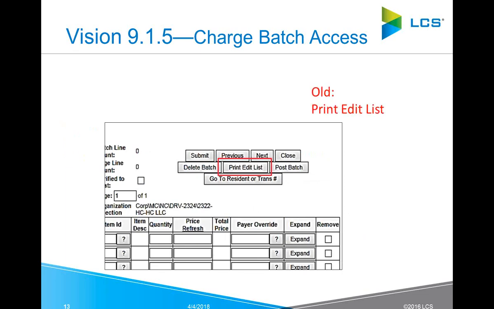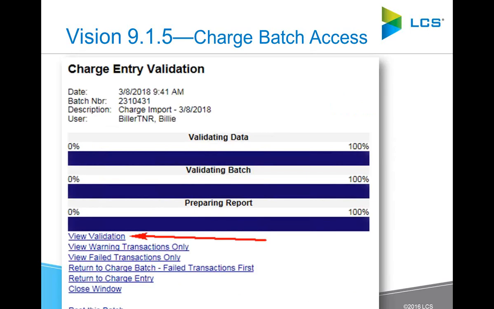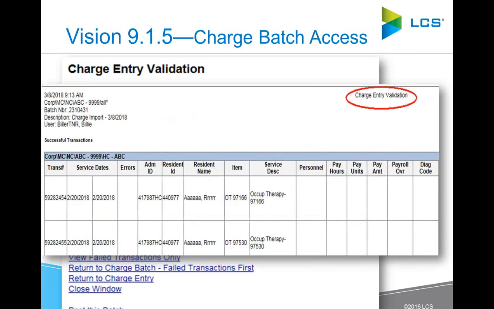Previously, you were used to a button that says Print Edit List. Now this button will say Validate Batch, but still operates the same way and shows you the same report. Once you click on Validate Batch, the link that will come up is called View Validation instead of View Print Edit List. And when you are looking at the report, the title will be Charge Entry Validation instead of Charge Entry Edit List.